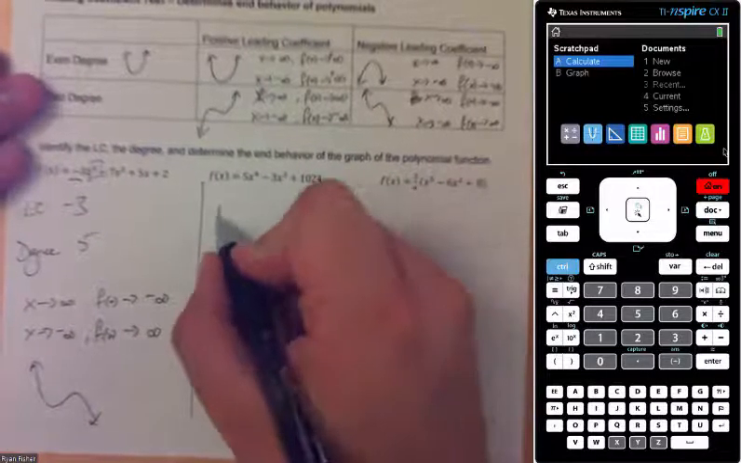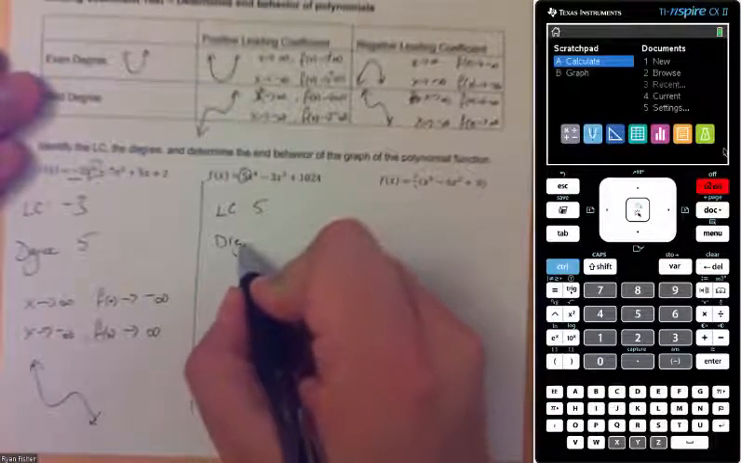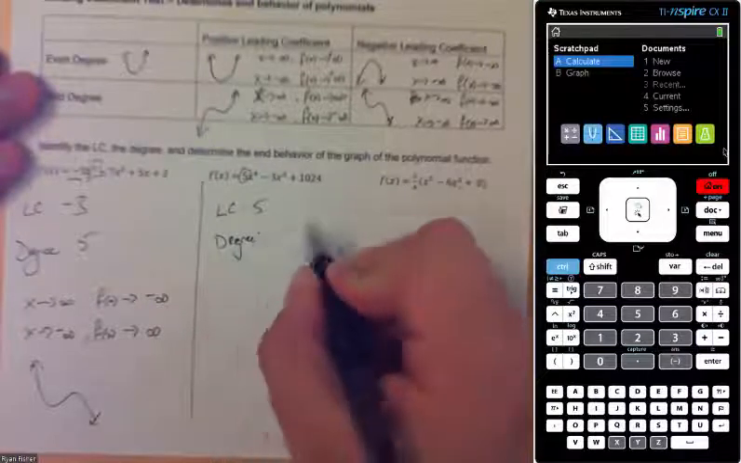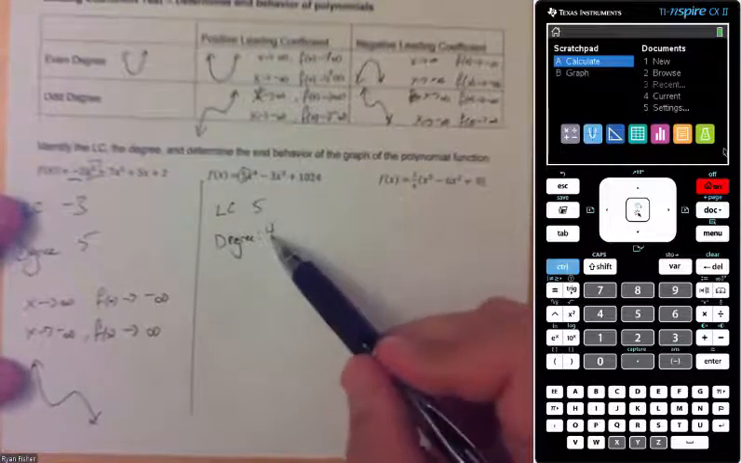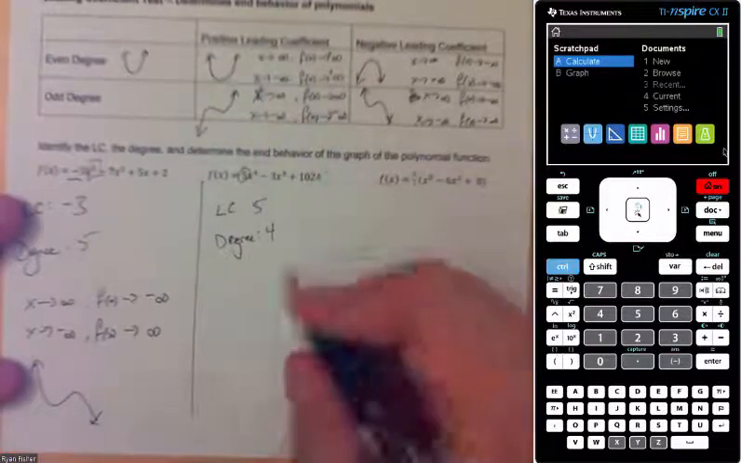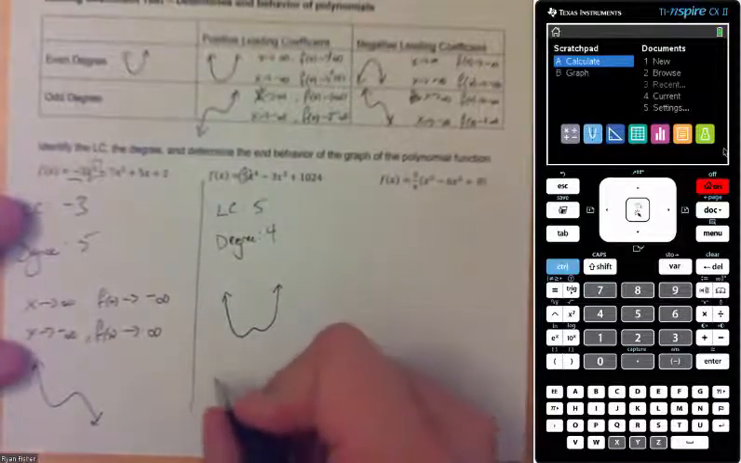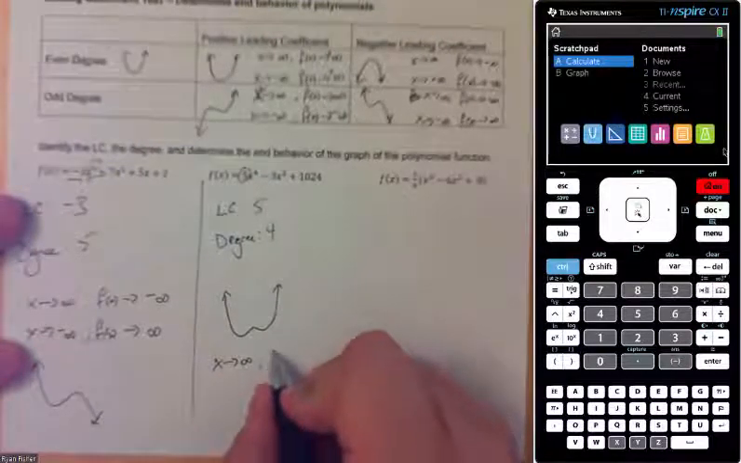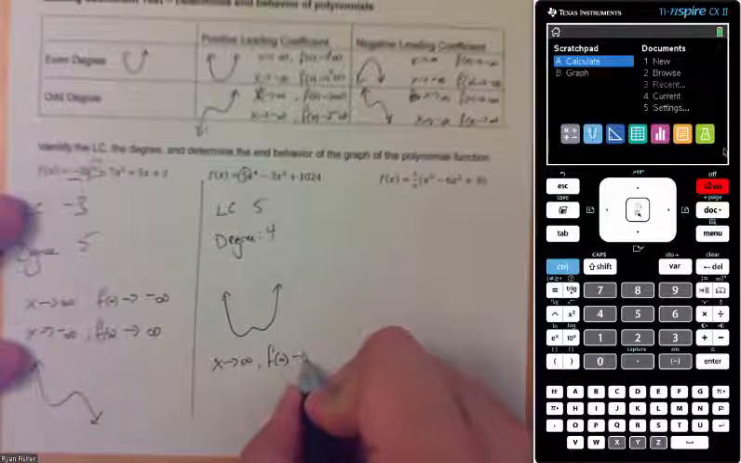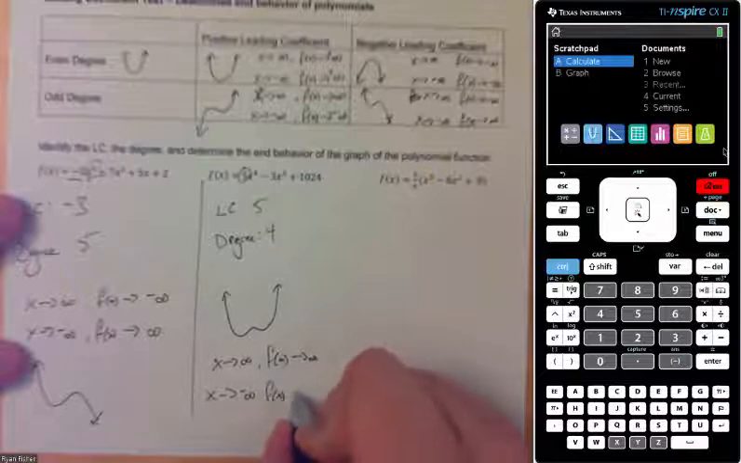In this case, the leading coefficient is 5. The degree is 4. So this is a positive leading coefficient of an even degree function. That's like this guy. It means this looks something like this, like a W of some sort. So therefore I know that as x tends to infinity, as x goes to the right, the function goes up. And as x tends to the left, the function also goes up to infinity.